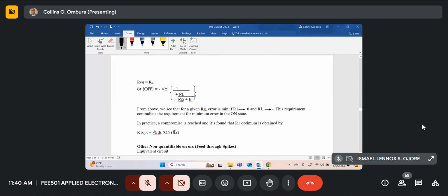That's first year stuff. So error 1 plus error on plus error off should be minimum. So you can differentiate how error 1 plus error on varies with respect to either R1, because RD will be fixed, with respect to R1 and RL.